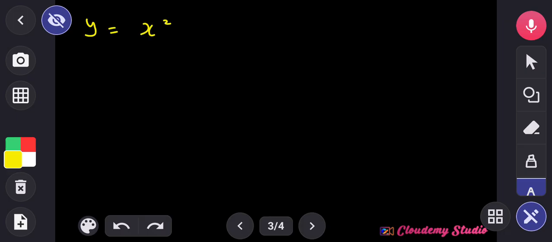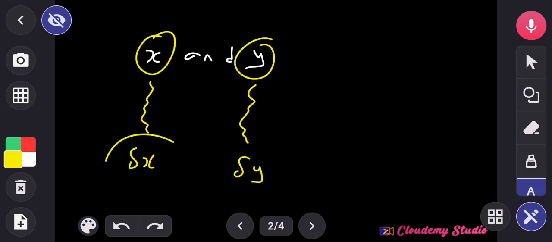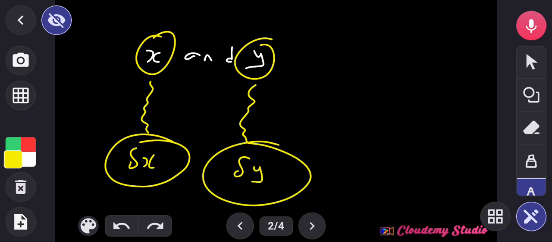Now, this particular method of differentiation requires steps. It requires following a particular step, which I'll be mentioning now. The first step is to take the increments of both x and y, which means take the increment of both sides. Remember that the increment of x is delta x and the increment of y is delta y.